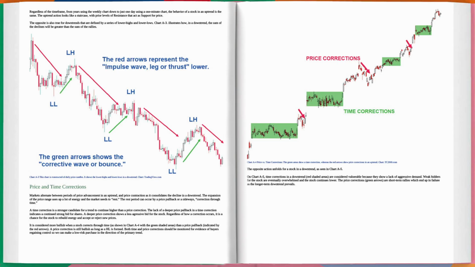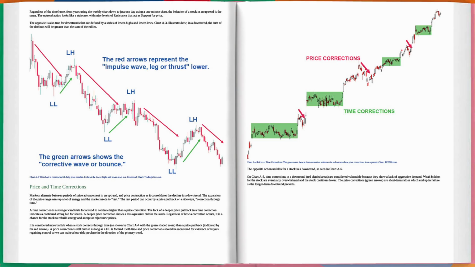A time correction is a stronger candidate for a trend to continue higher than a price correction. The lack of a deeper price pullback in a time correction indicates a continued strong bid for shares. A deeper price correction shows a less aggressive bid for the stock.